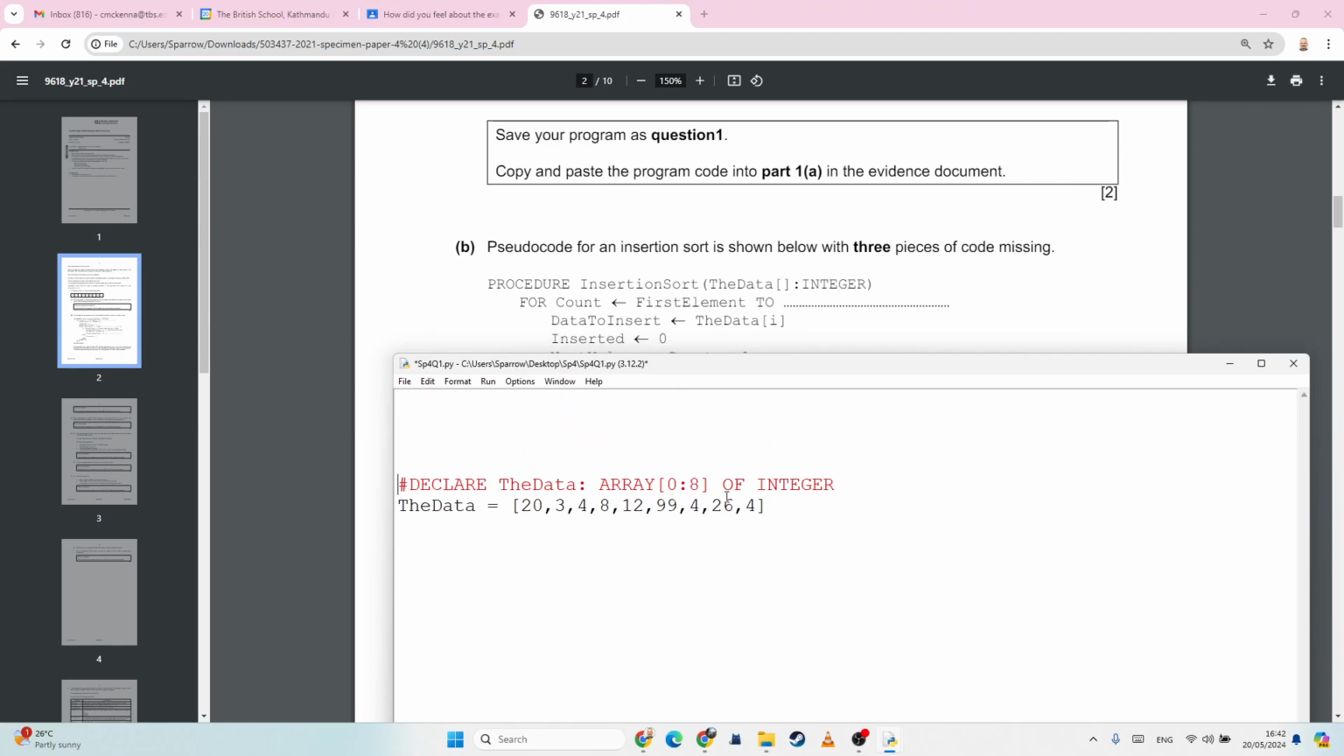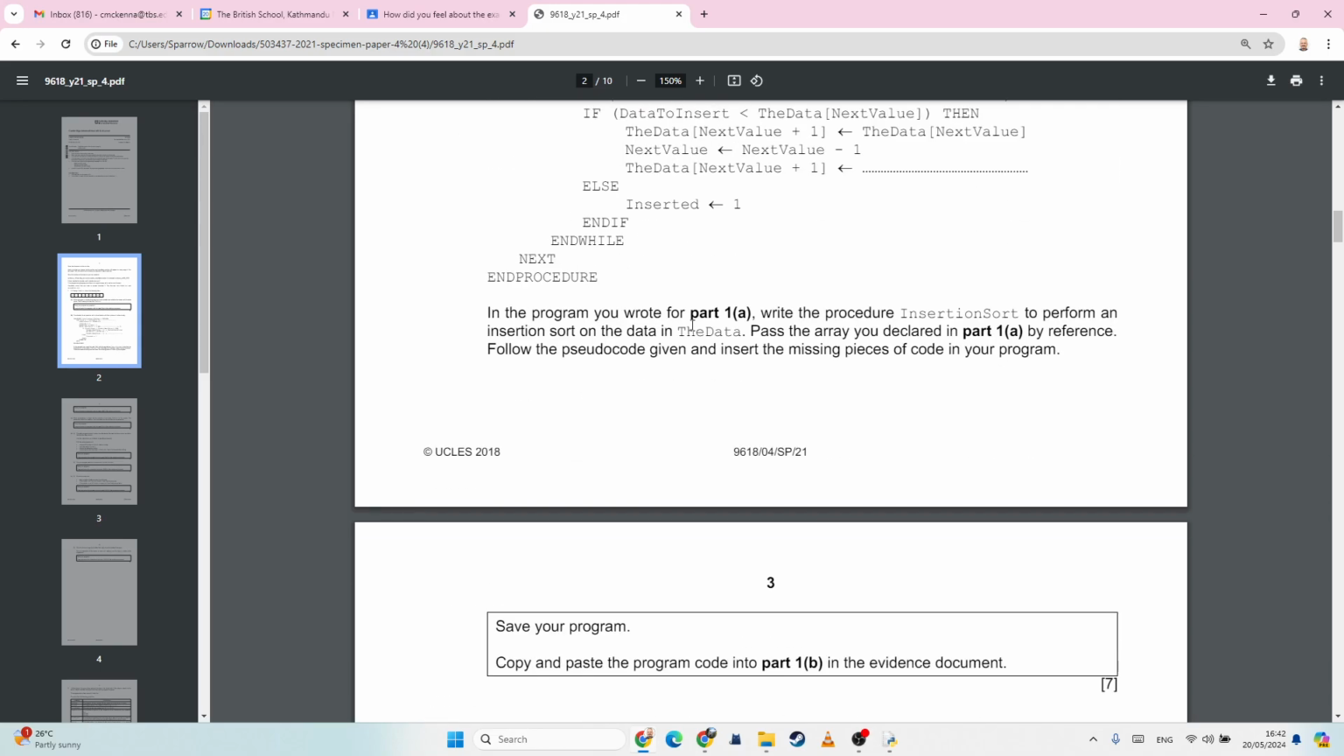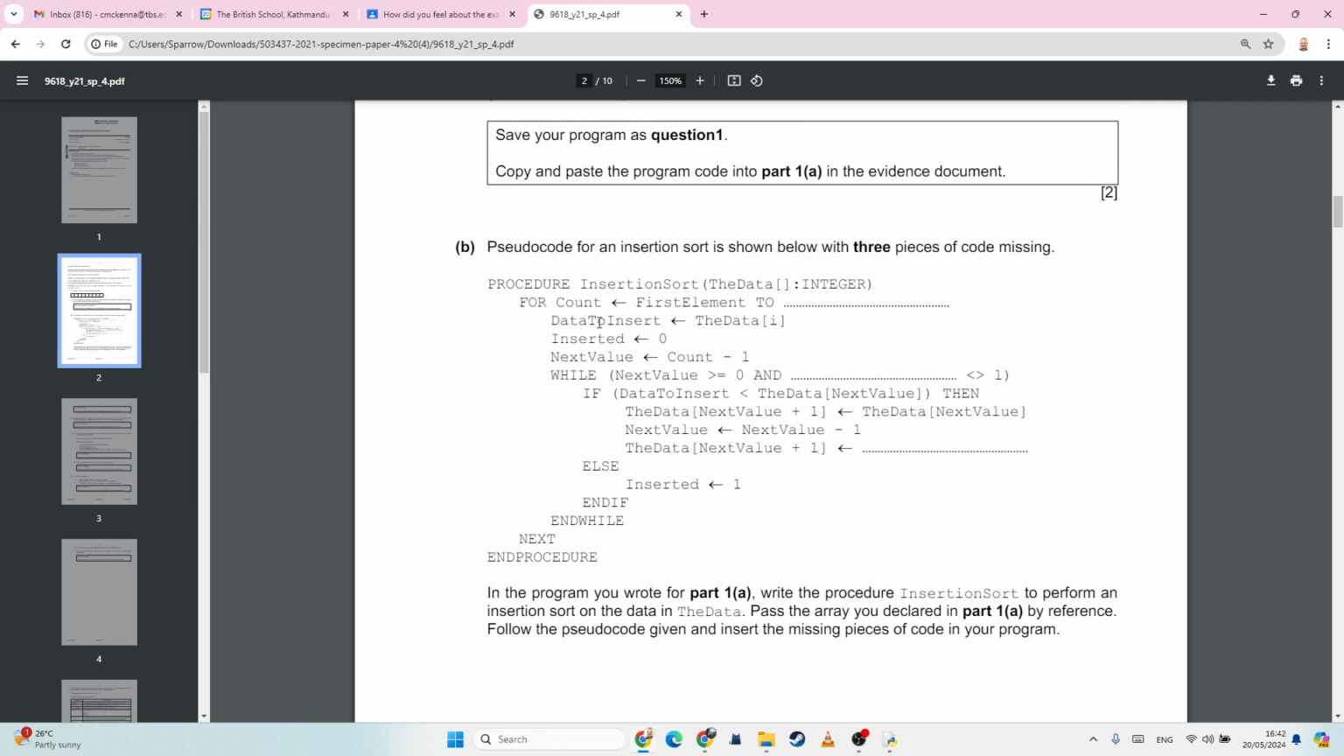So to make a procedure, we use def. Okay, now actually what I want to be doing here is filling in the missing spaces. So for count, first element to what? Well, that's probably going to be the length of the data. So we're going from the first element to the length of the data.